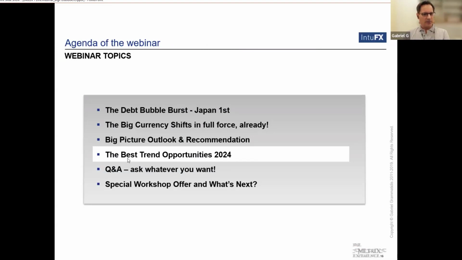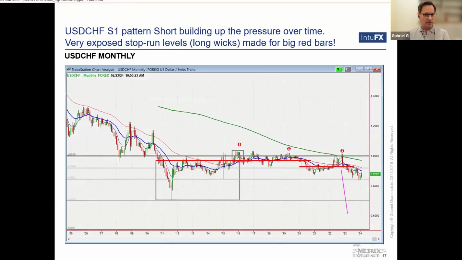Now, what are the best trend opportunities as far as Forex is concerned for 24? So I've checked out the charts, the patterns, and this time the higher time frame patterns on the monthly chart. The US Swiss looks very good, going for a stronger Swissy. This is an S1 pattern, a multi-year S1 pattern that triggered back here.